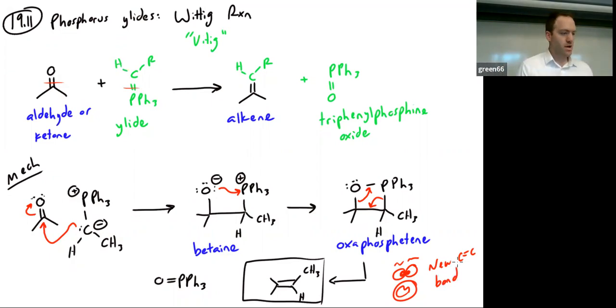And fortunately, we can control this ylid pretty well. So let me show you how to make the ylid, because if you know how to make the ylid, you know how to make lots of different alkenes in place of aldehydes or ketones. But before I do that, any questions about any of this nonsense on the page?